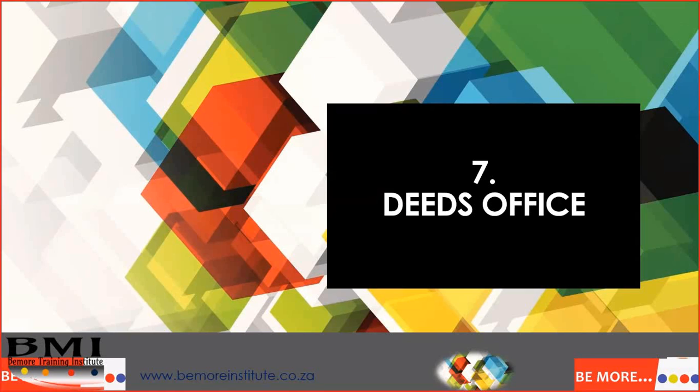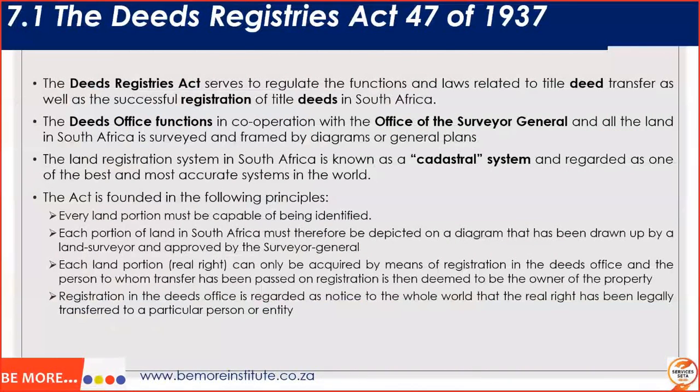The deeds office is established by the Deeds Registries Act 47 of 1937. It serves to regulate the functions and laws related to title deeds, title deed transfers, as well as registration of the title deeds in South Africa. It operates in cooperation with the Office of the Surveyor General. The land registration system in South Africa is called the cadastral system, and is regarded as one of the best and most accurate systems in the world.